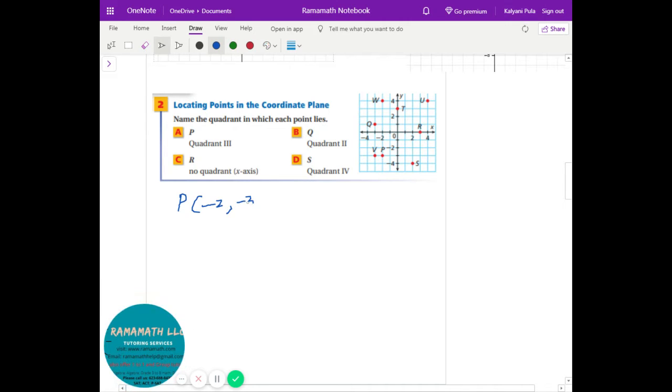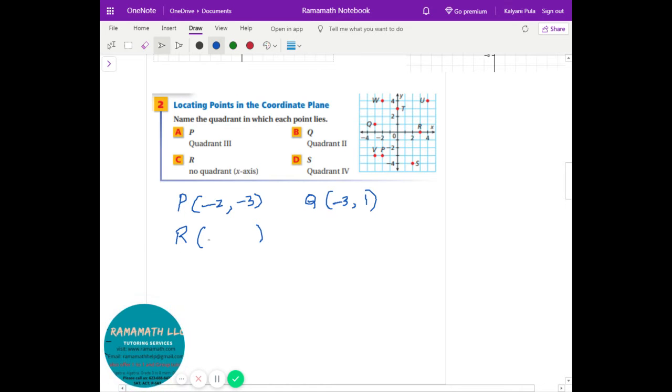Do you guys agree on that? Yes. Okay. So tell me, what is the point Q? Tell me the ordered pair. We already have the quadrant, so tell me the coordinates. The coordinates are -3 is the x, and 1 is the y.